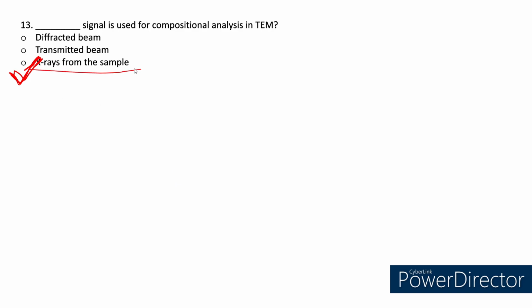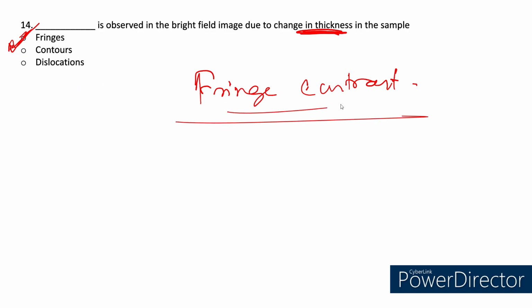Which signal is used for compositional analysis in TEM? For compositional analysis we always use the X-rays from the sample. From the bright field image, due to change in thickness of the sample, because of this fringe contrast, we will be able to see the bright field image. So the answer should be fringes.